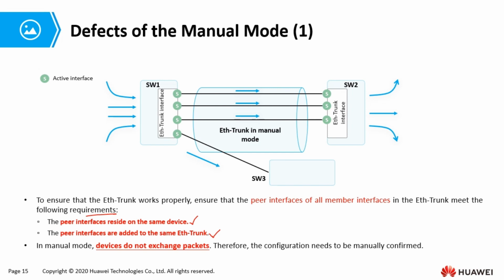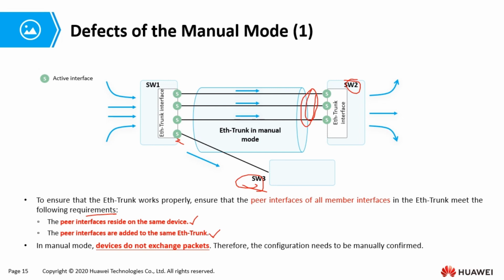If you look here, you have 4 interfaces under your switch 1, and they are added into the Eth-Trunk. But if you look at the peers, one of the interfaces goes to switch 3 instead of switch 2, same as the other ones. So in this case, some of the traffic will be load balanced to switch 3, which will cause some communication problems.